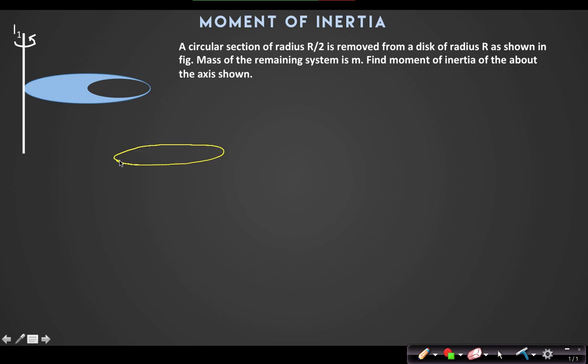But I can also use the superposition principle. I will first find the moment of inertia of that entire disk about this axis. What is the moment of inertia of this entire disk about this axis? Is it 3 by 2 mr square, just as we have done? Yes or no? What is the mass of this disk? The mass is sigma into pi r square.